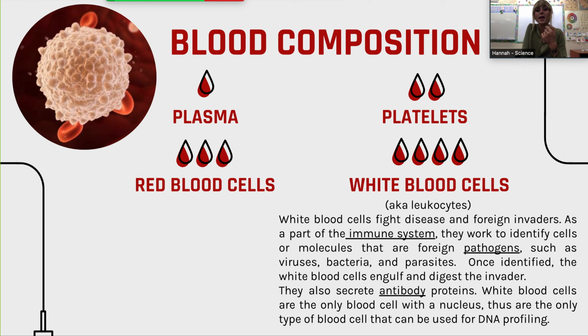They also secrete antibody proteins, and they are the only blood cell with a nucleus. So they're the only type of blood cell that can be used to get DNA if you were doing a forensics case or needed to get somebody's DNA from their blood for any reason.